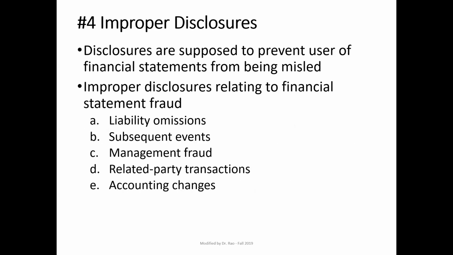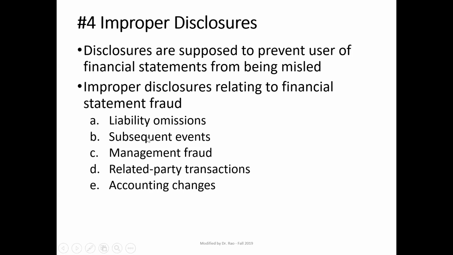Okay. Improper disclosure. Disclosures are supposed to prevent users of financial statements from being misled. So the purpose of a disclosure is, I want someone to get the full picture. And if I don't do it properly, I obviously know that the investor, the user of the financial statement, is not going to have the full information. Therefore, they may make a wrong decision. So what are some of the improper disclosures?